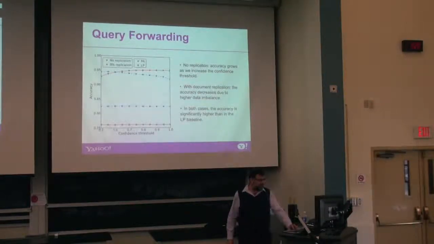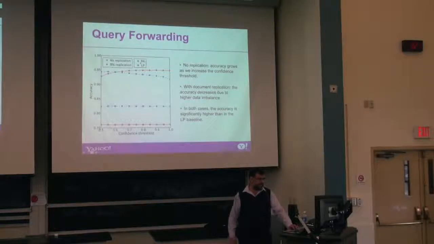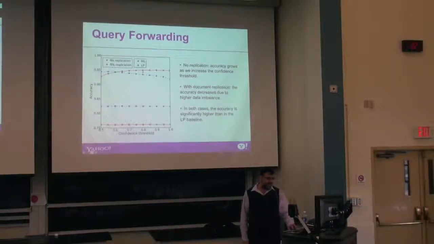So here are some results of what happens with machine learning. The first nice thing is that the accuracy was much better than the linear programming solution we had before. So machine learning, as I expected, was better. And of course, if you have replication, it is the best. Here you have no replication, and here you have 8% replication, and this depends on the confidence threshold. The linear programming processing algorithm was the baseline, because that was best known before.